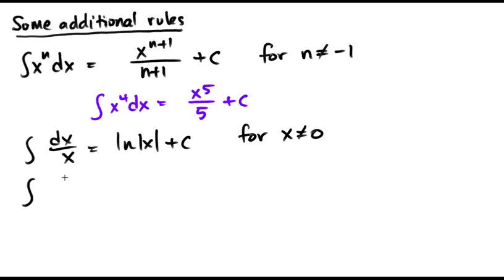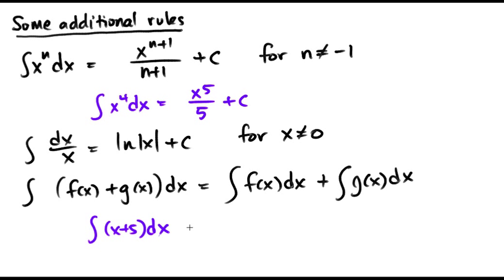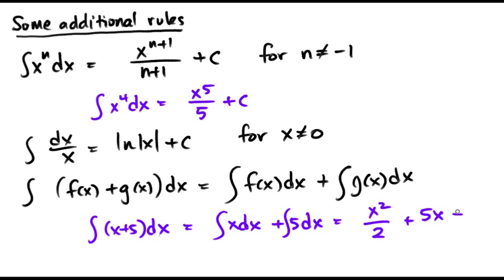There's also rules if you have two functions added together and you take the derivative with respect to x, you can split them apart. So you can take the antiderivative of the first part and you can add or subtract the antiderivative of the second part. So as an example in blue, x plus 5 dx, you can split this up into x dx plus 5 dx, and you end up getting x squared over 2 plus 5x over 1 plus c.